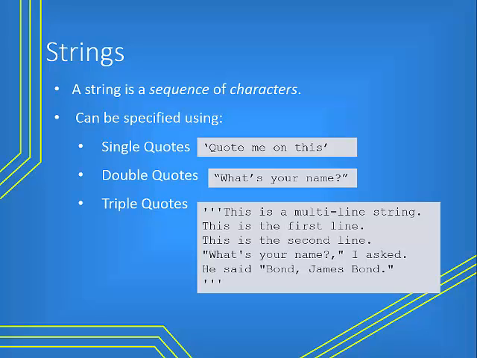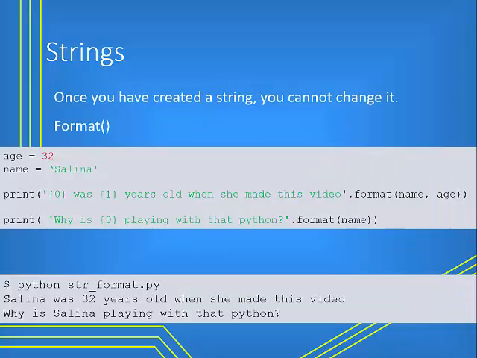You can also specify multi-line strings using triple quotes. You can use single quotes and double quotes freely within the triple quotes. Here's an example where you can see all three types of quotes being used. Strings are immutable. This means that once you have created a string, you cannot change it.